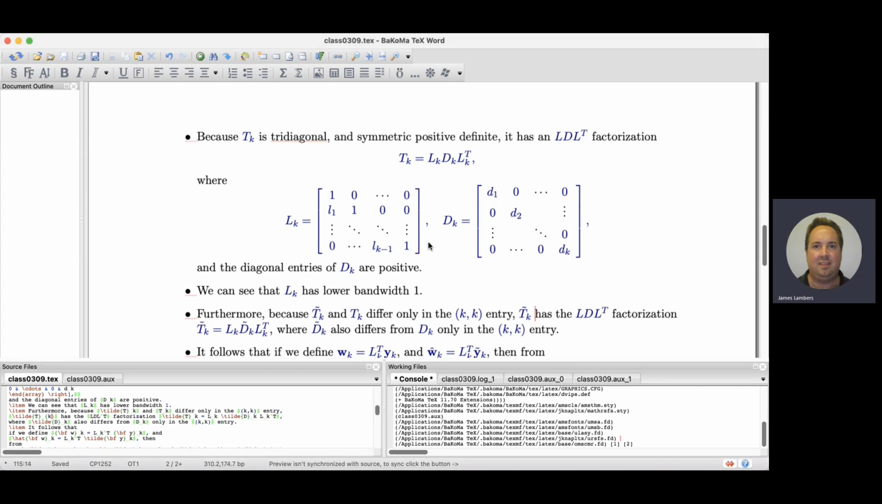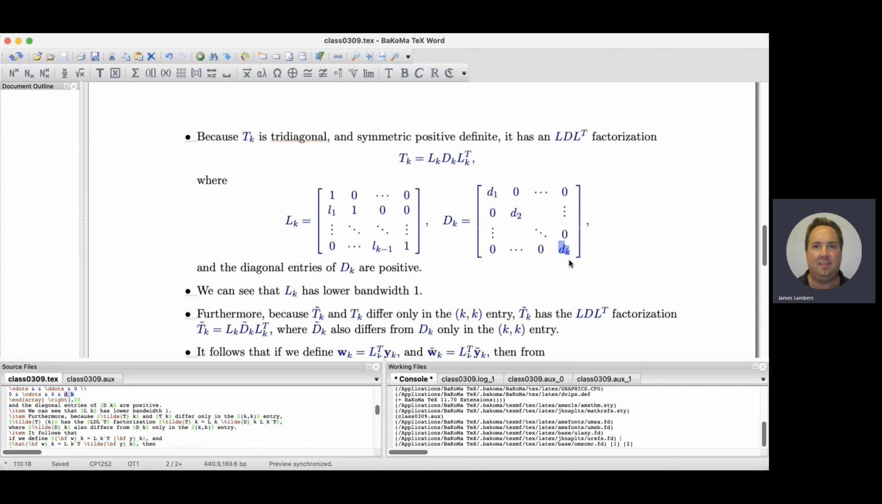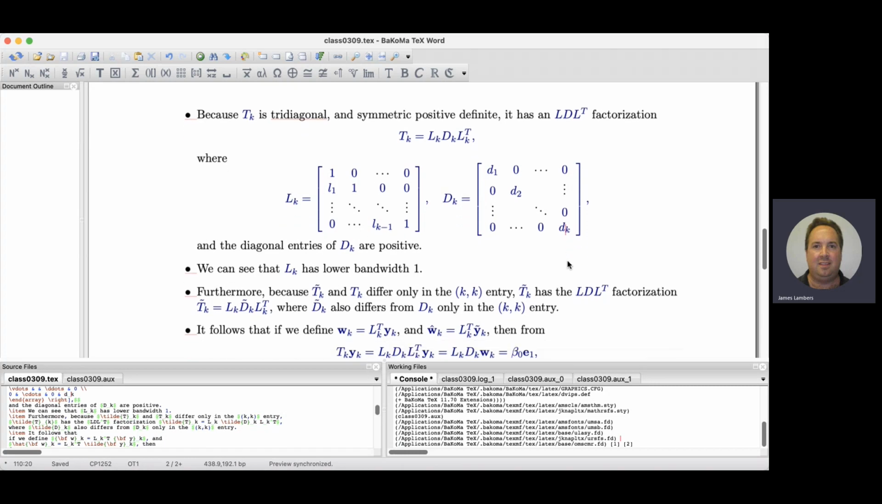Dang it. Okay. Anyhow, what's interesting about this difference between these two is that TK tilde has almost the same factorization. The LK matrices in the two factorizations are exactly the same. It's just the diagonal part that is different. So we call that DK tilde. And DK tilde and DK are, again, almost the same. It's just this last diagonal entry that will be different.